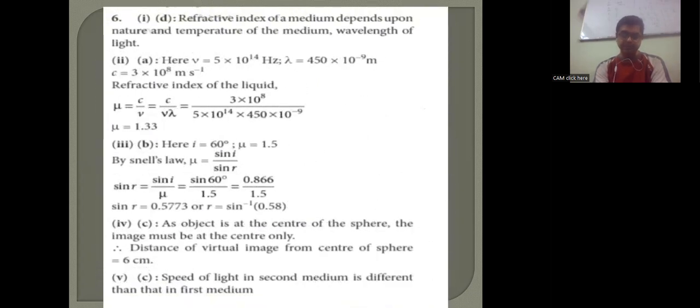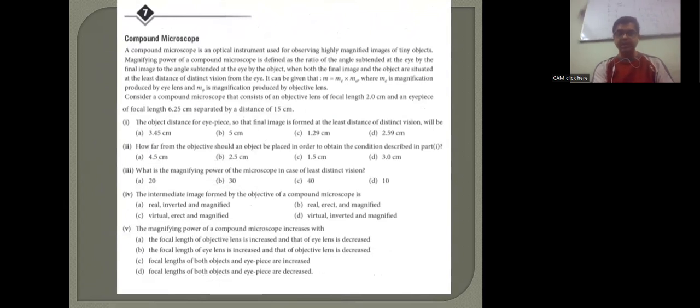The correct answer is speed of the light different, because refractive index change होने से speed change हो जाती है, keeping the frequency same. Now come to the next case study, compound microscope. Compound microscope construction and working is also important for your syllabus. A compound microscope is an optical instrument used for observing highly magnified image of tiny objects.